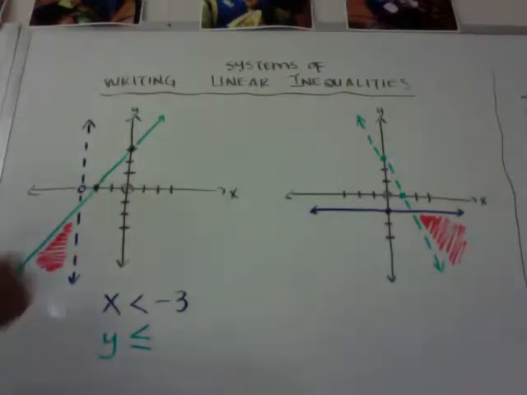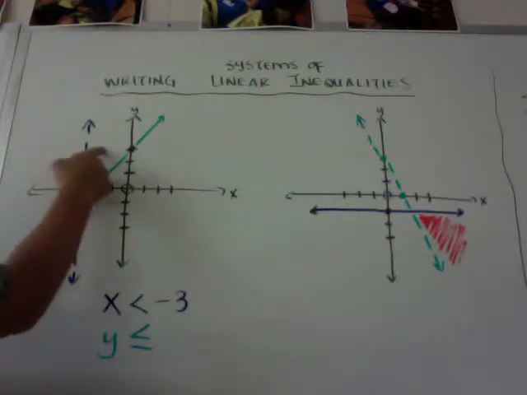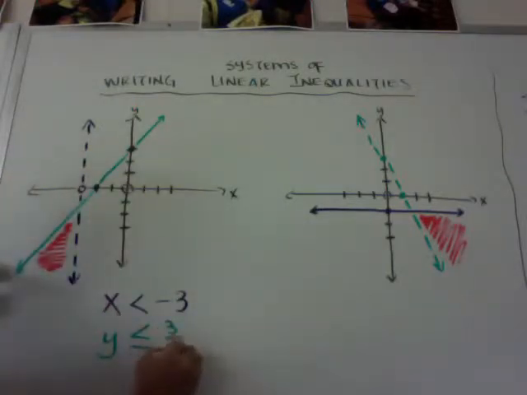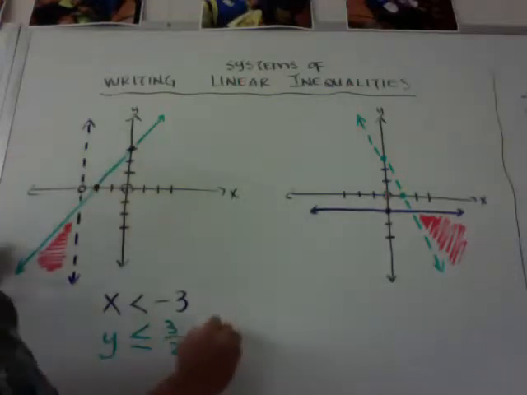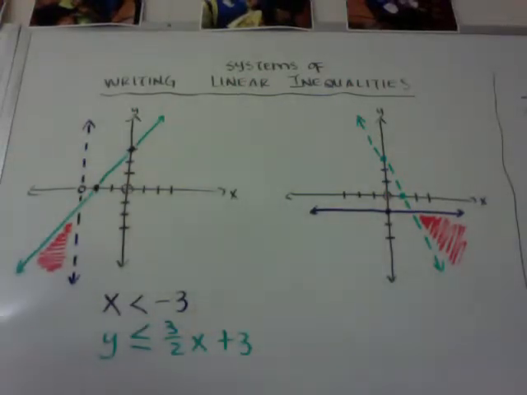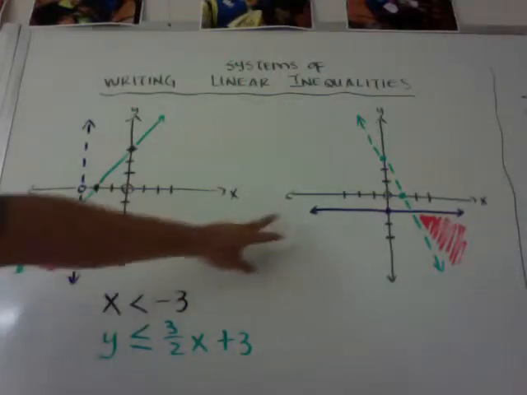Okay. I want to find my slope. My slope is rise 3, run 2. So 3 over 2 is my slope. And my y-intercept is 1, 2, 3, plus 3. And that's how you write that system. Okay. If you didn't get it, don't worry. I'll do another one over here.